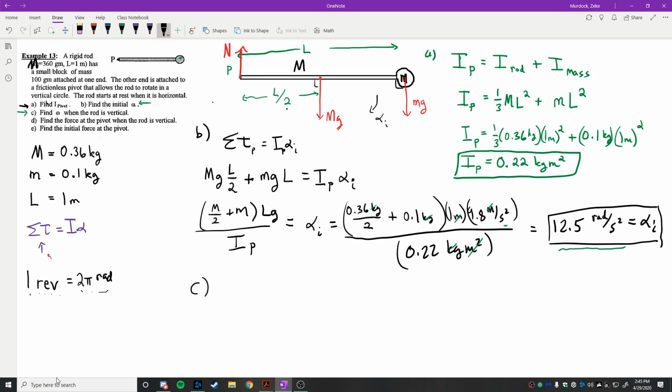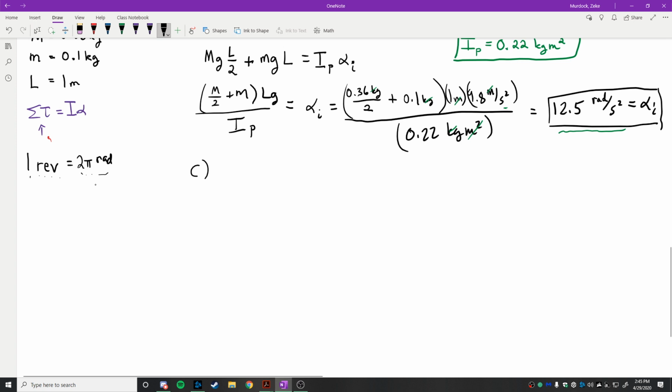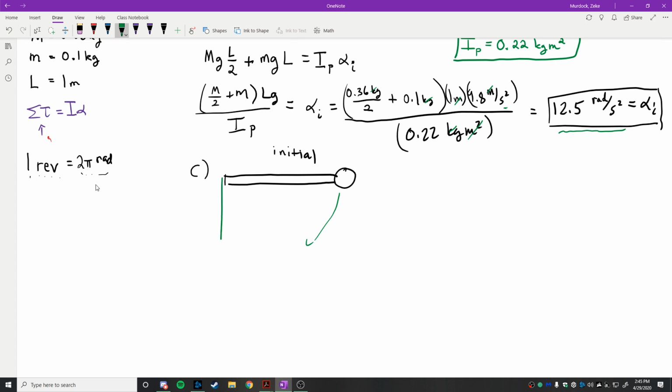Okay, part C, find omega when the rod is vertical. All right. I gotta draw a new picture for you guys for this one, I think. So now the system is going to be like this. It starts off here, right? That's the kind of initial system. And we want to figure out what the speed is going to be when it swings basically down to here. I'll do them on the same picture so that we don't take up too much space here. So that's still our pivot. And the question is, what's the angular speed going to be when it gets to here? How fast is it going to be rotating when it gets to that point? Okay? So this is our initial, and then this is our final.